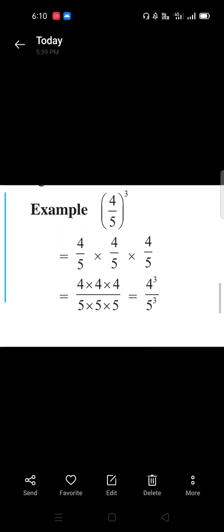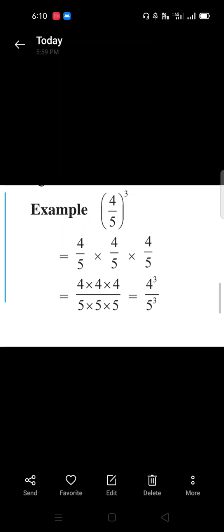Next point: the index of the product or quotient of two numbers. Let's take one example. 4 upon 5 whole raised to 3. What does the word 'whole raised to 3' mean? Whole raised to 3 means that power 3 is for both 4 and 5. So it can also be written individually for 4 and individually for 5. Let's solve this as an example.